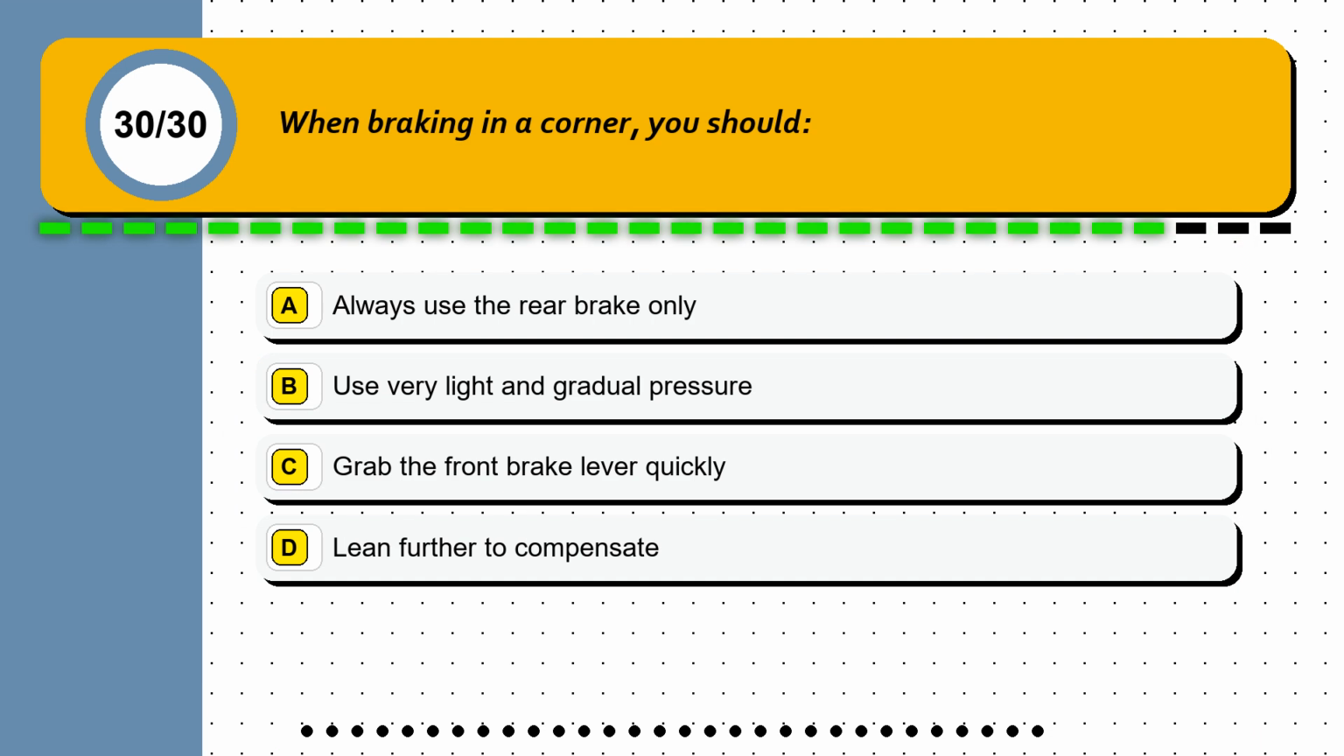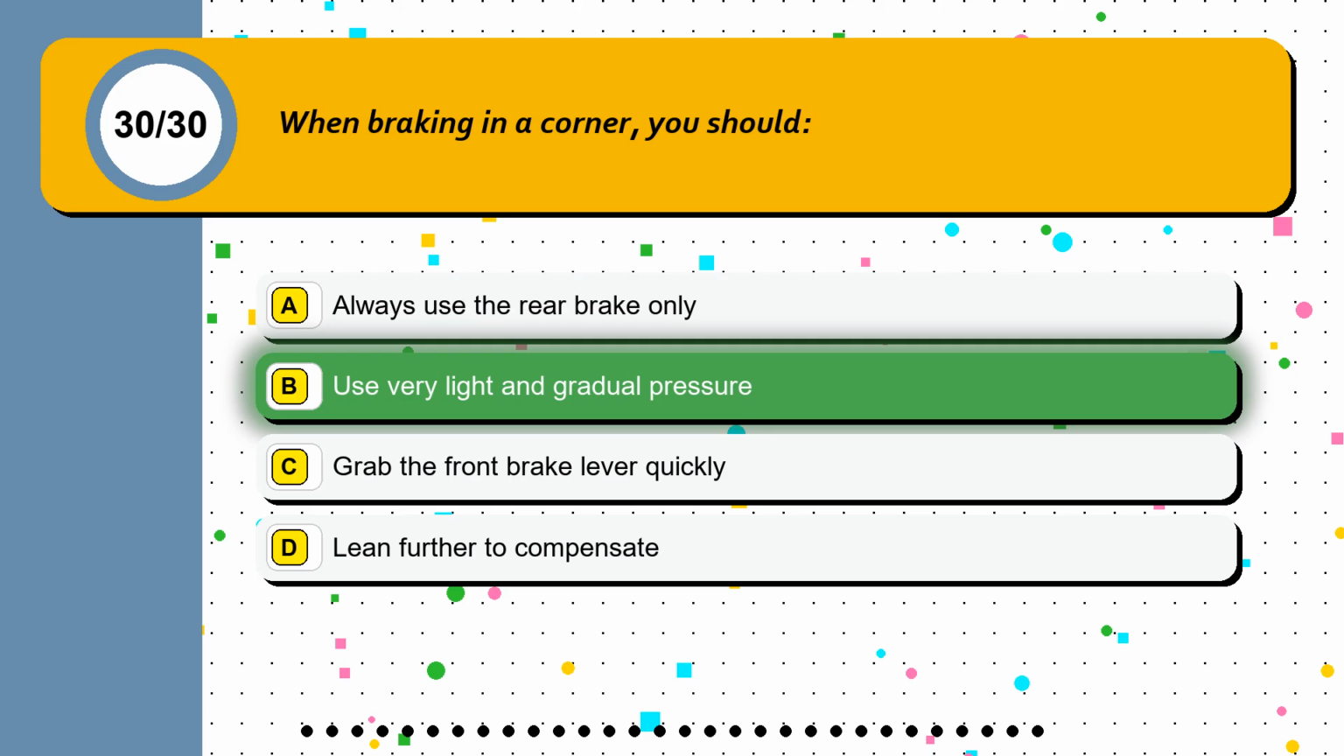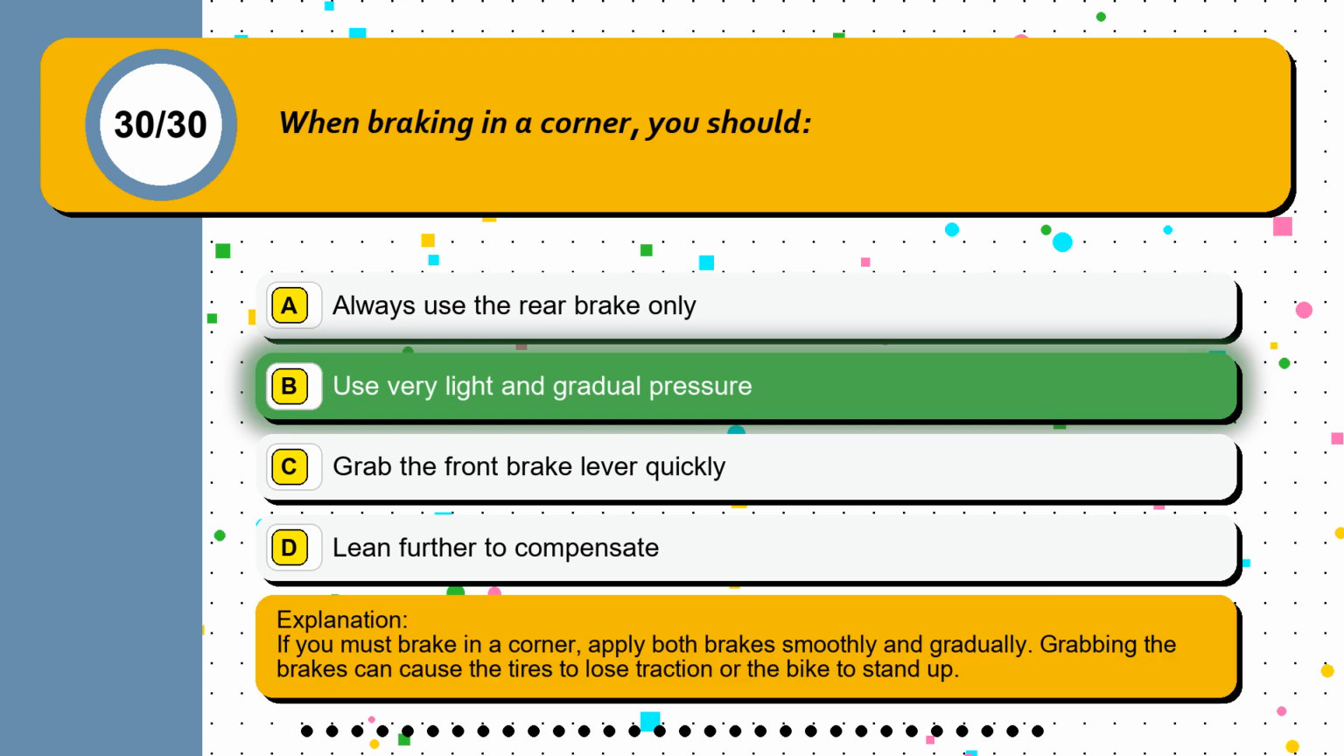Question 30. When braking in a corner, you should: Option A, always use the rear brake only. Option B, use very light and gradual pressure. Option C, grab the front brake lever quickly. Option D, lean further to compensate. The correct answer is option B, use very light and gradual pressure. If you must brake in a corner, apply both brakes smoothly and gradually. Grabbing the brakes can cause the tires to lose traction or the bike to stand up.